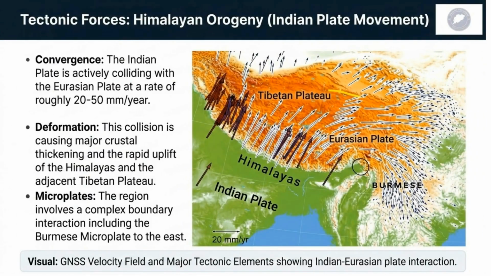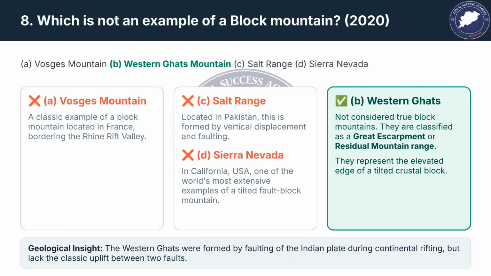Now, the next concept explains the tectonic forces behind the formation of the Himalayas. The image shows that the Indian plate is continuously colliding with the Eurasian plate, convergence, leading to strong compression. This causes deformation of the Earth's crust, resulting in the uplift of the Himalayas and the Tibetan Plateau. It also highlights the role of microplates, such as the Burmese microplate, making the region tectonically complex and active even today.